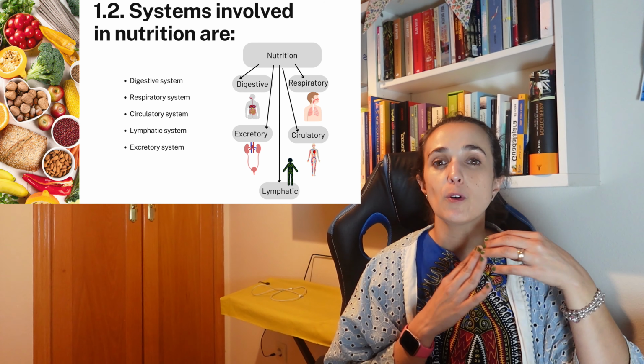But if we look at a cellular level, in the end what our cells need is energy. The energy will be extracted, will be taken from the nutrients and from the oxygen in a process called metabolism.